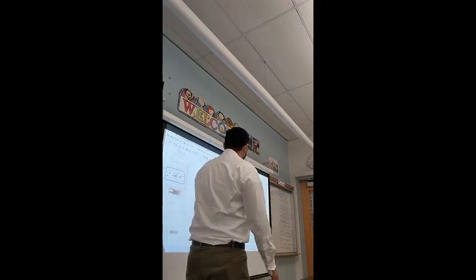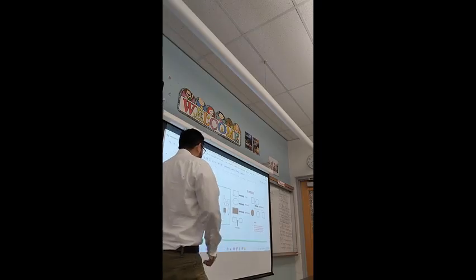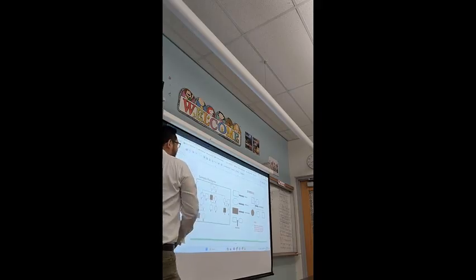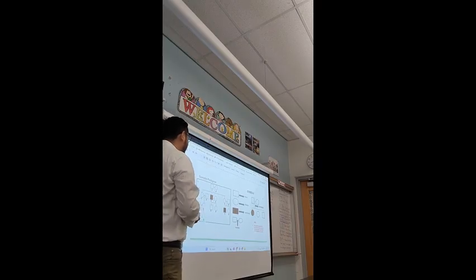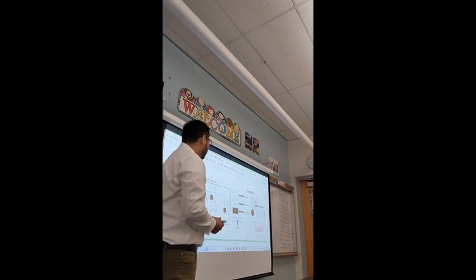Okay, and another note when you're looking at pedigrees, most of the time they'll put Roman numerals here, like 1, 2, 3, 4. That just represents the generation. So in this pedigree, look at the picture, you have 1, 2, 3, 4 generations, okay?